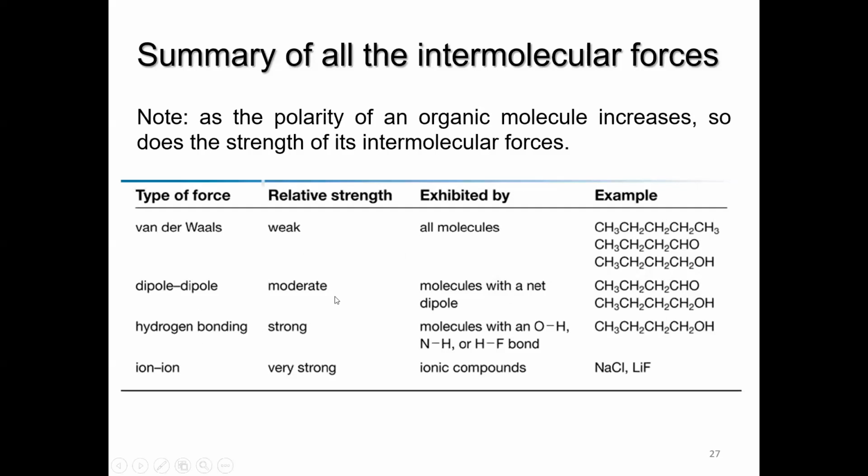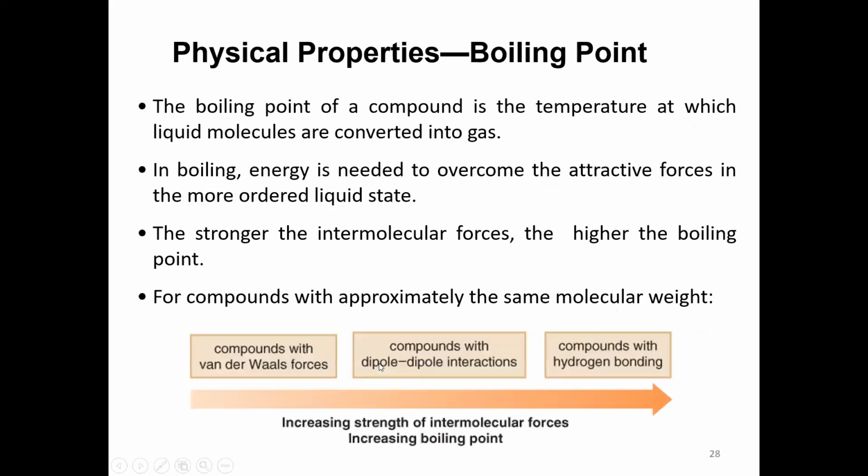Then you have hydrogen bonding, which is very strong and can occur between molecules that have a hydrogen-oxygen bond, hydrogen-nitrogen bond, or hydrogen-fluorine bond. Then you have the ion-ion intermolecular force that occurs in ionic compounds, and this is also very strong, but it only occurs in ionic compounds, while your dipole and your hydrogen bond occur in covalently bonded compounds.